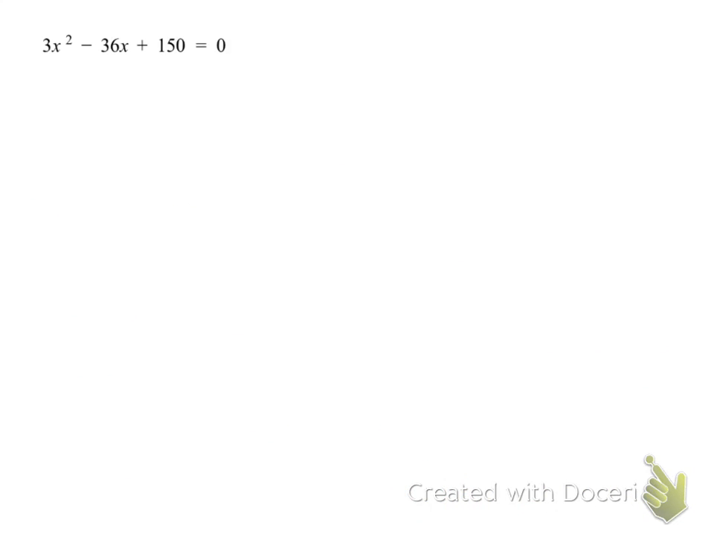If you look back up above on your note packet, every time we complete the square, it's a 1x squared. So in order to complete the square, it has to be a 1x squared. So the first thing we need to do is divide by that leading coefficient of 3. Make sure that you're dividing both sides, everything in the equation, by 3. And when you do that, we get x squared minus 12x plus 50.